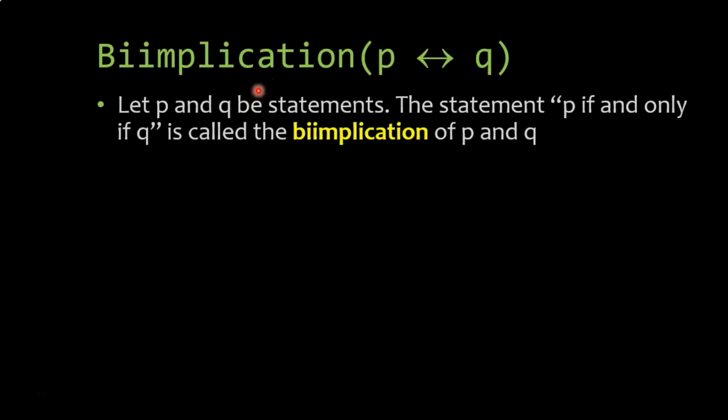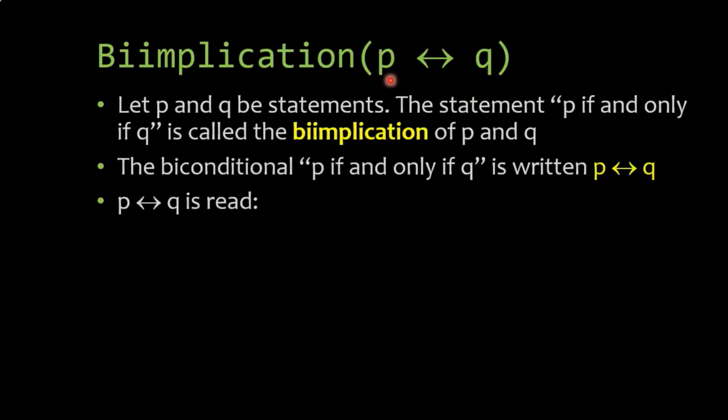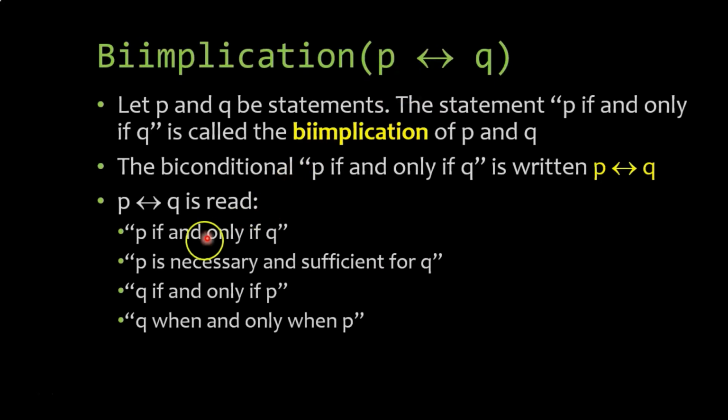Biimplication. Let P and Q be statements. The statement of biimplication is P if and only if Q. The notation is this one. P if and only if Q can also be read as follows: P is necessary and sufficient for Q, Q if and only if P, and Q when and only when P.